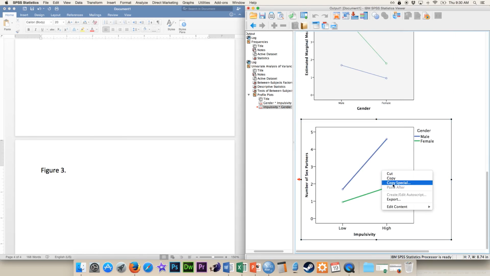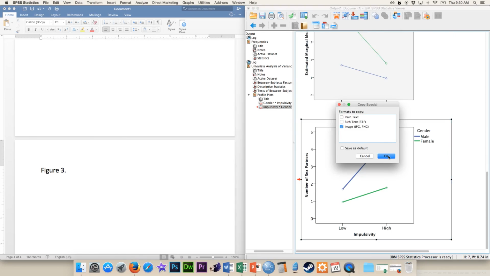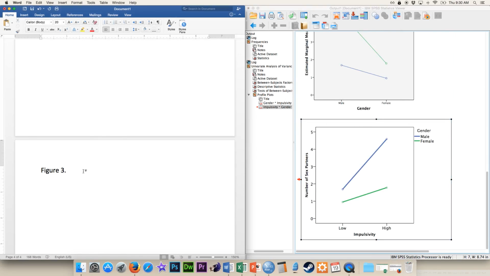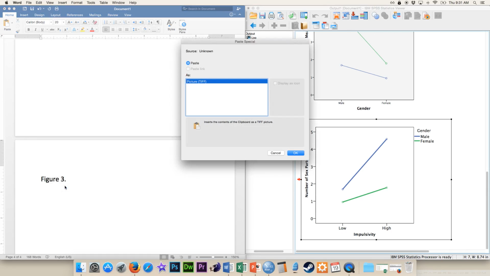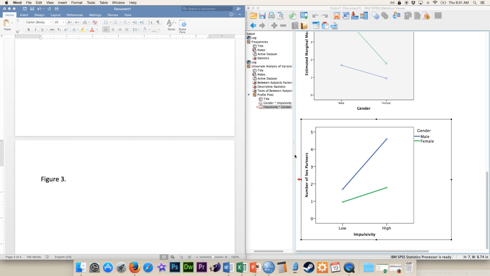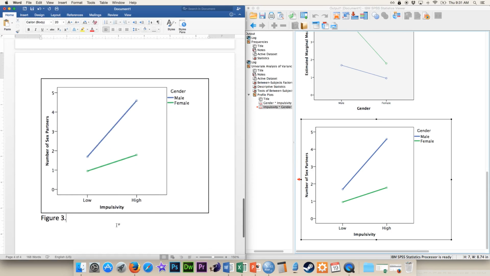We can go ahead and copy special, make sure that image is selected. And then this is actually going to go above where it says figure 3. And we'll right click, click paste special, and make sure picture is selected, click OK. So there we go. And we'll go ahead and give this a title. This one is interaction between gender and impulsivity on number of sex partners. The last thing you want to do is italicize where it says figure 3. So there we have our third figure in there.